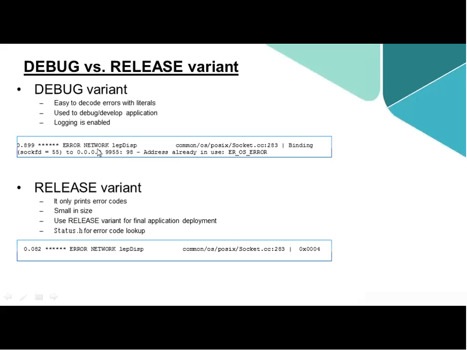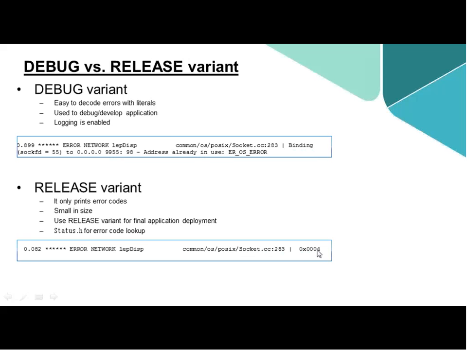From the debug error message, it is very clear because we can see the literal error message: binding failed, port 9955 address is already in use. The same error message, when it is printed in the release variant, we cannot make anything out of it. In fact, it even prints the error code and not the error literal.